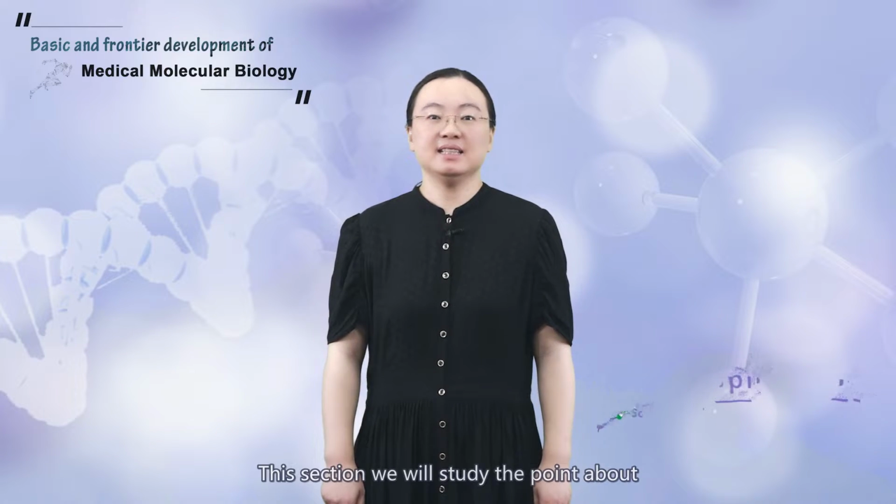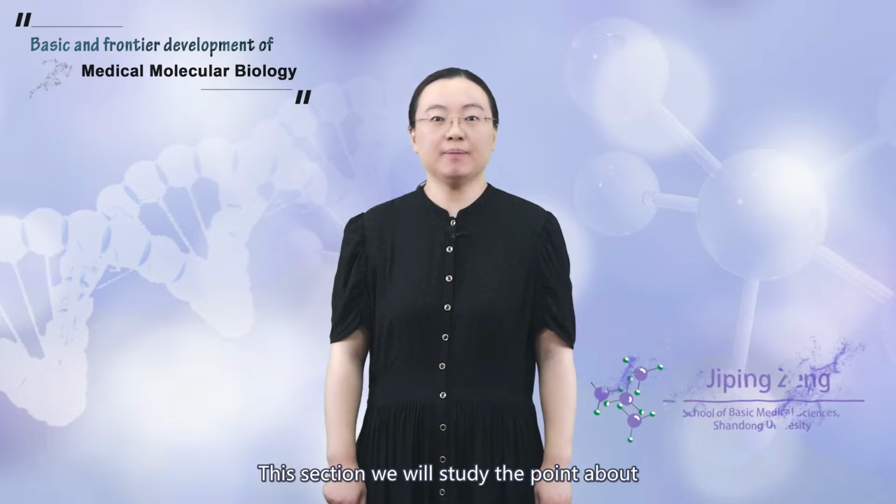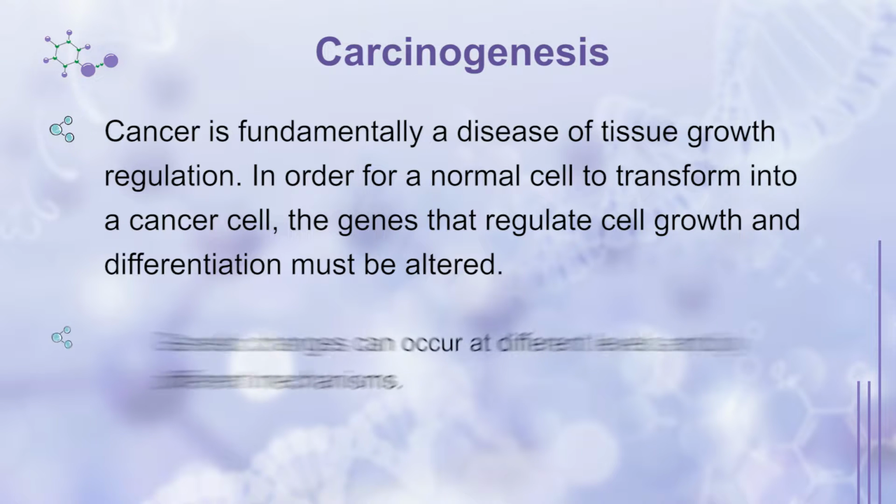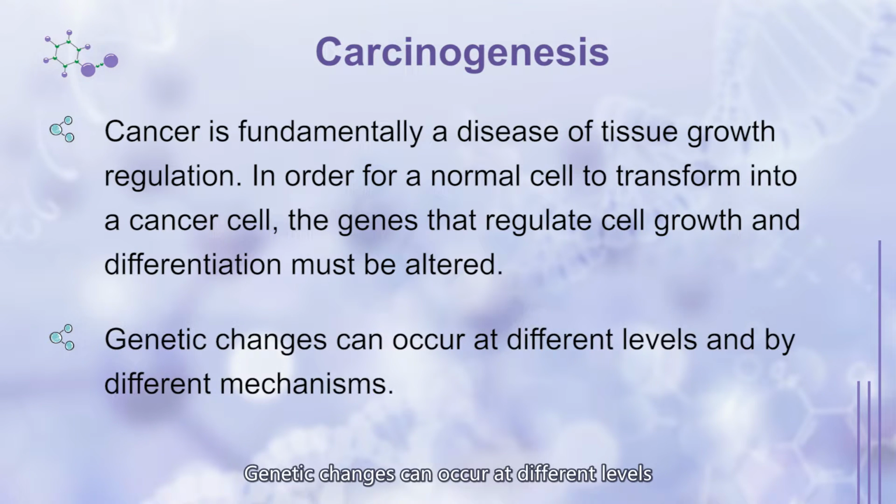Hello everyone. In this section we will study the pathophysiology of cancer, part 1. Cancer is fundamentally a disease of tissue growth regulation. In order for a normal cell to transform into a cancer cell, the genes that regulate cell growth and differentiation must be altered. Genetic changes can occur at different levels and by different mechanisms.